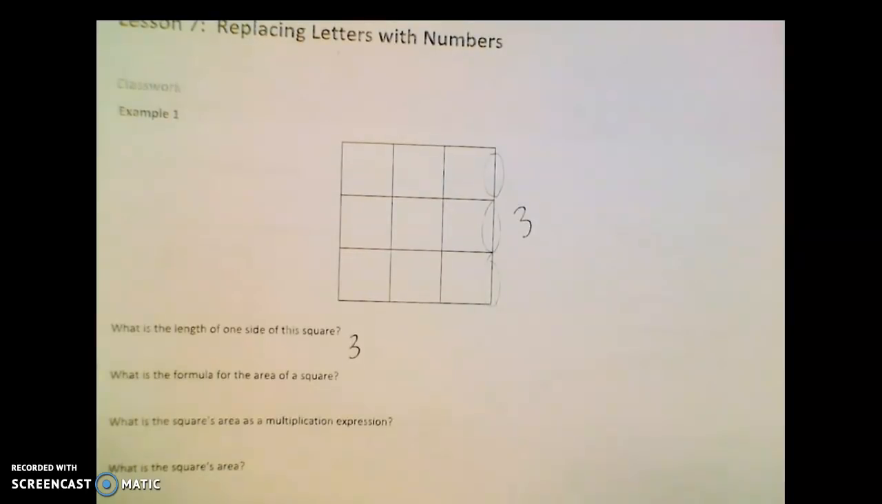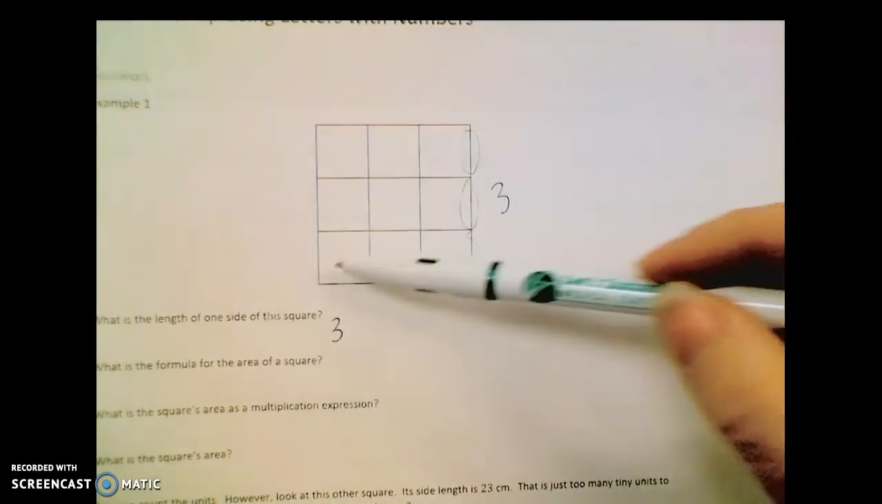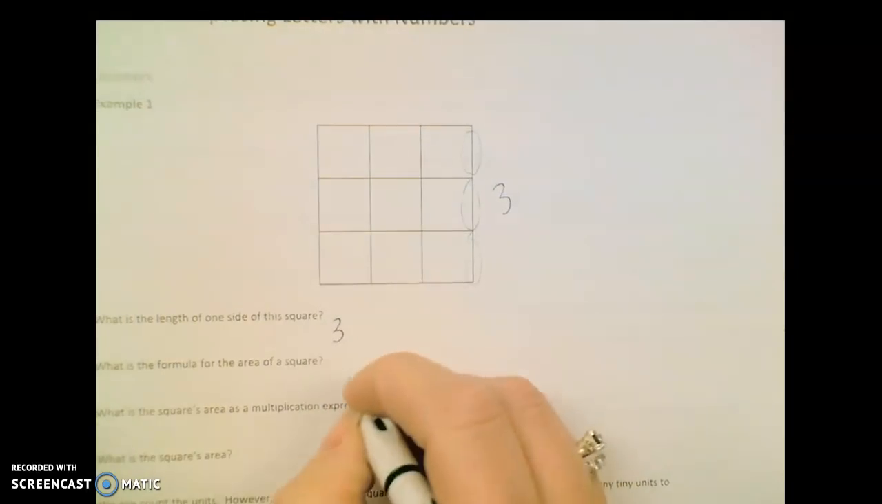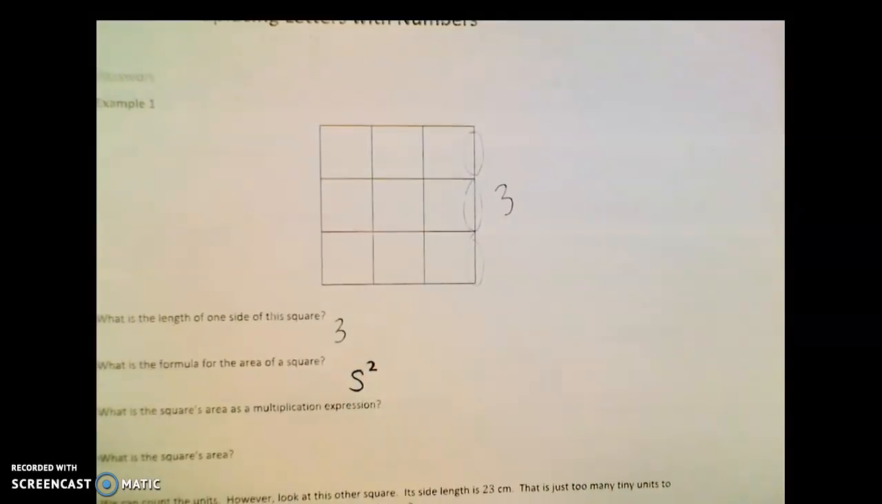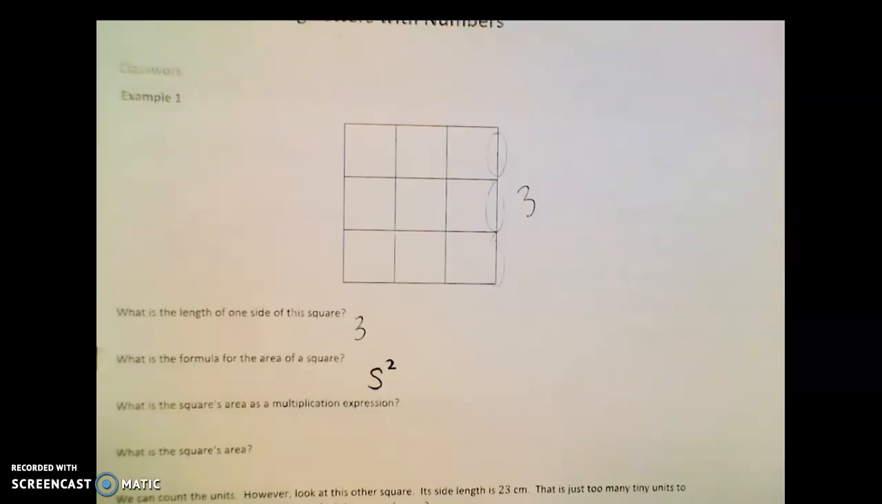So you have been working on area since 3rd grade. I know this because my daughter is currently in 3rd grade and they started area. How do we find the area of a shape? It's usually length times width, but in a square, all of the sides are the same. So the formula would be the side length squared. Another place that we can use exponents.